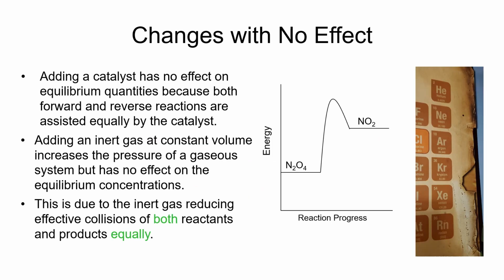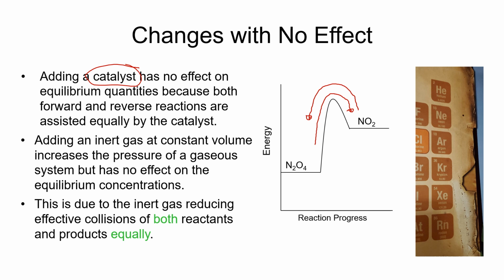Finally, we're going to look at a few changes that are going to have no effect on the equilibrium concentrations. First is a catalyst. A catalyst, of course, speeds up the rate of reaction, but it does so in both directions equally. So the forward reaction is increased, but so is the reverse reaction. It might get you to equilibrium a little faster, but it'll be the same equilibrium.